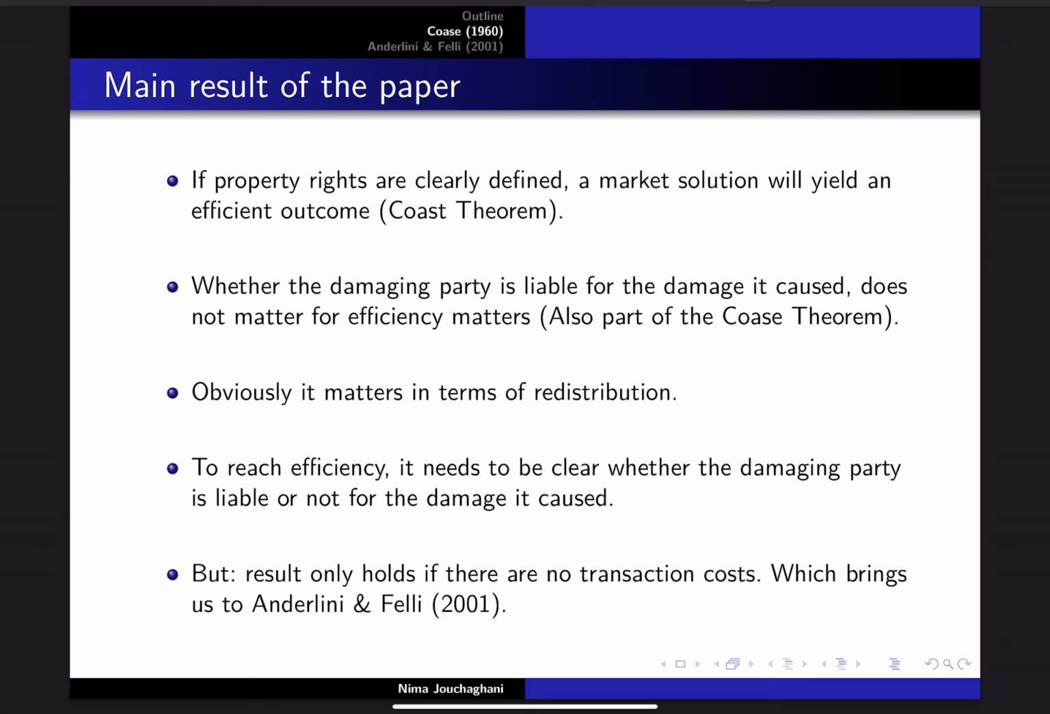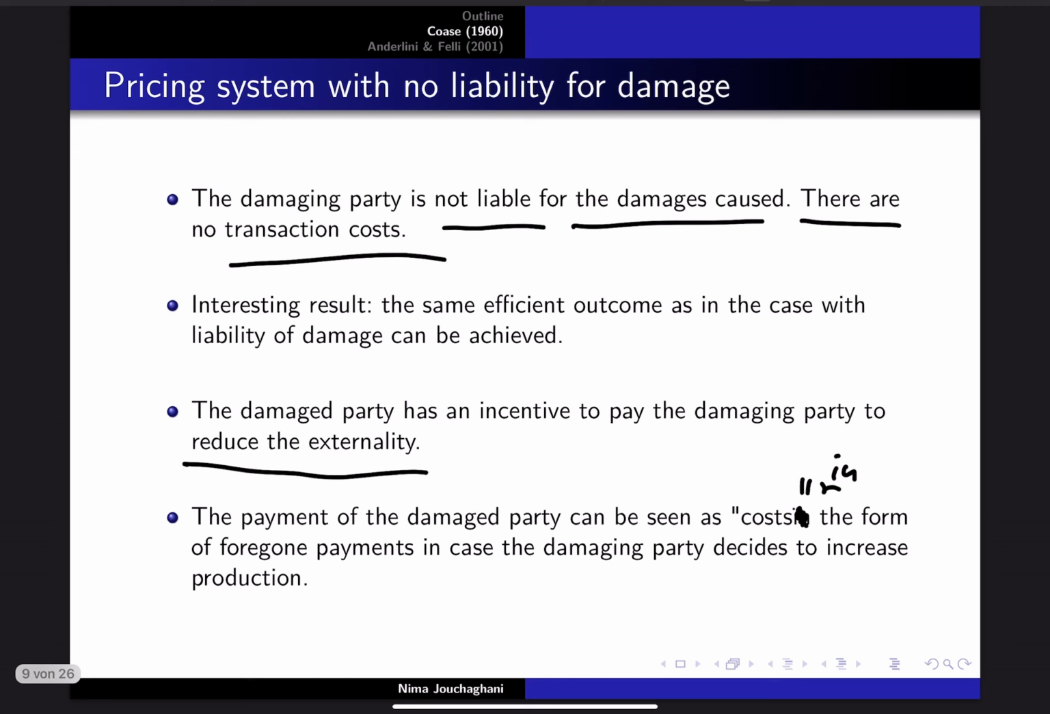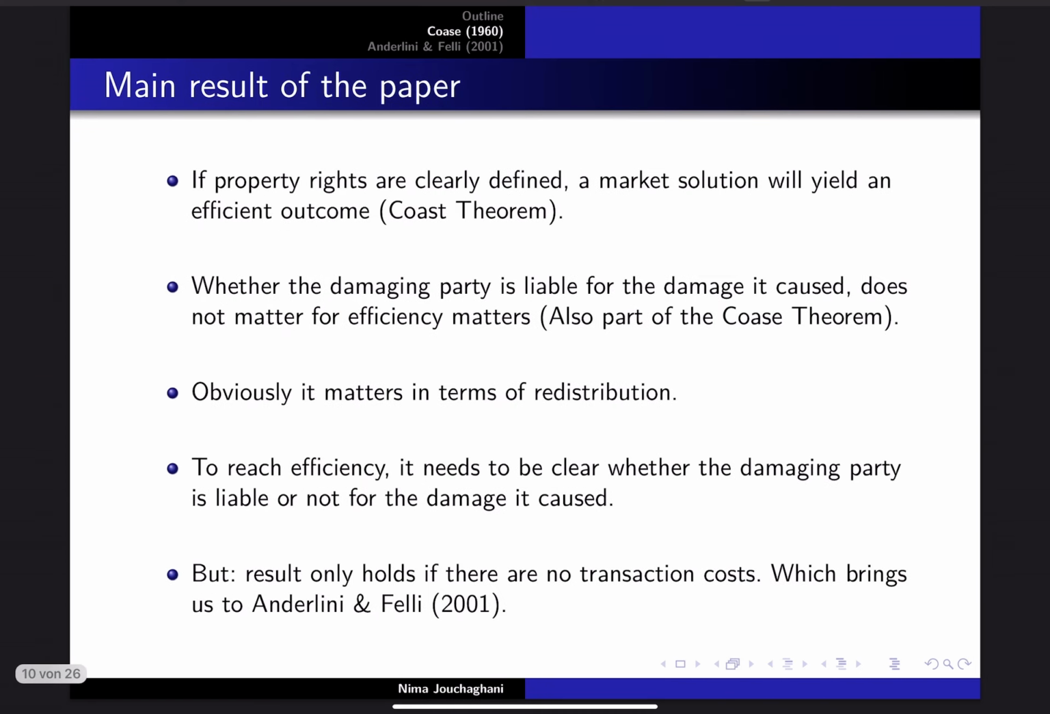And the main result of the paper is that we need property rights which are clearly defined. As I told you before, it doesn't matter whether it's no liability for damage or liability for damage, but it needs to be clear which one it is. Because otherwise, if you don't know who is liable, then how can you make somebody pay or not pay for it? You need to have some fixed legal base which you can use as a market participant. Otherwise, it's unclear who has to pay whom. So both scenarios do not differ, but still it needs to be clear which scenario is in charge. That's basically the Coase theorem.